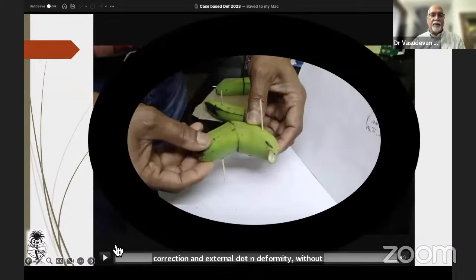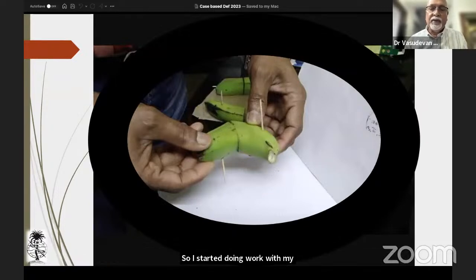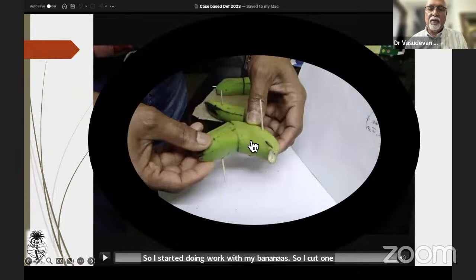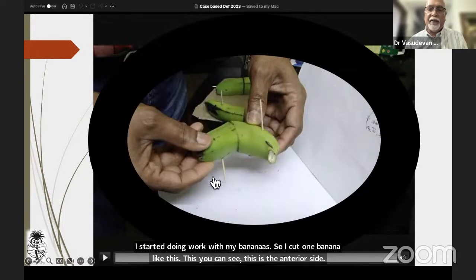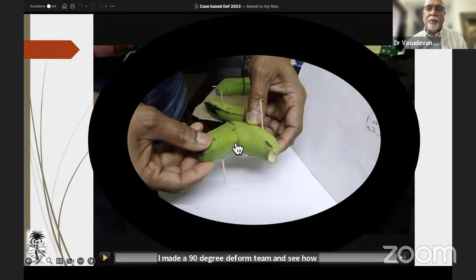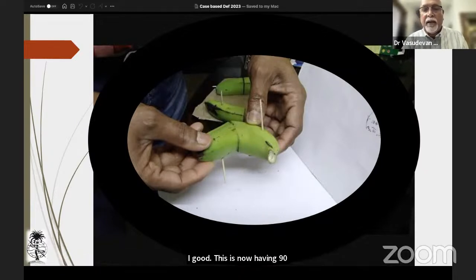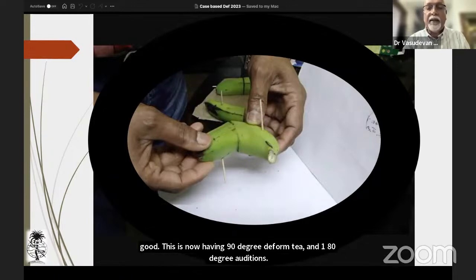So I started working with my bananas. I cut one banana like this. You can see this is the anterior side. I marked a toothpick for anterior, and put a toothpick for posterior. I made a 90 degree deformity and put a toothpick for the hinge. Because this now has a 90 degree deformity and 180 degree rotation, is it possible to correct it without removal of any wedge?